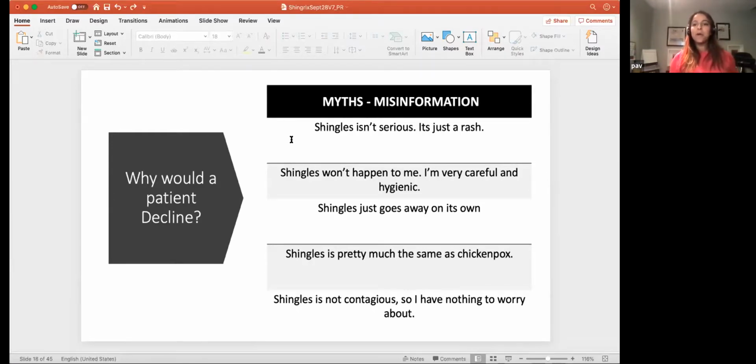And finally, the one that I've heard is shingles is not contagious, so I don't need to worry about it. Again, it goes back to that fact where people think they have to catch something to be able to have that condition. And shingles is different. It's different than COVID. It's different than the common cold. It's different than what most commonly people think of when they think of viruses, like the flu virus.